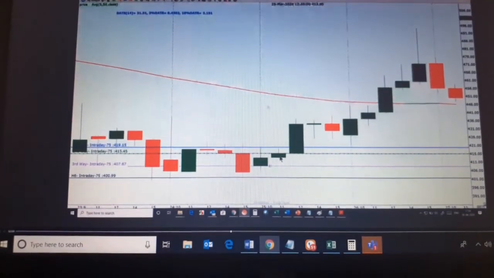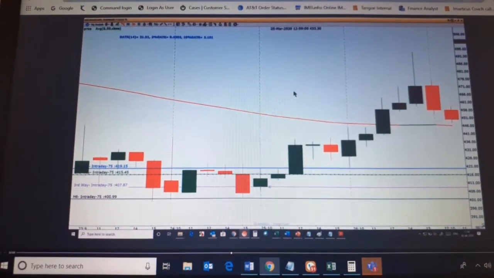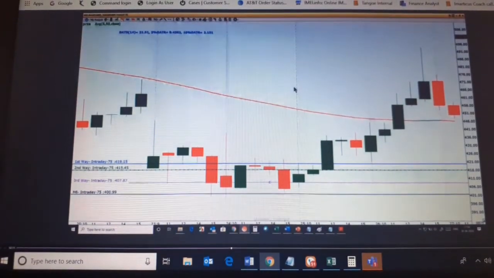No, highest is in the first method. The prices might hit this and go up. Okay, if you want to take a screenshot of this, take the screenshot of this.